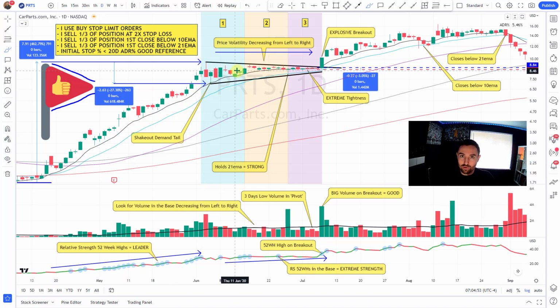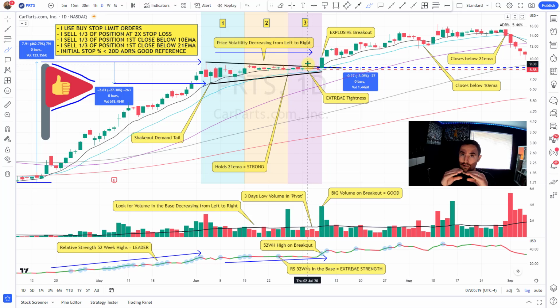As the base is forming, the best of the best high tight flags will respect their 10 EMA. So see how it's just respecting its 10 EMA over here. As you get a little bit more into it, it may be that the 21 EMA, this blue line, catches up, but the stock should preferably respect it. There may be a couple of quick undercuts, some shakeout demand tails around it, but 10 EMA, 21 EMA, very important. Then as this pivot is forming, in essence, you're looking for a little rectangle.